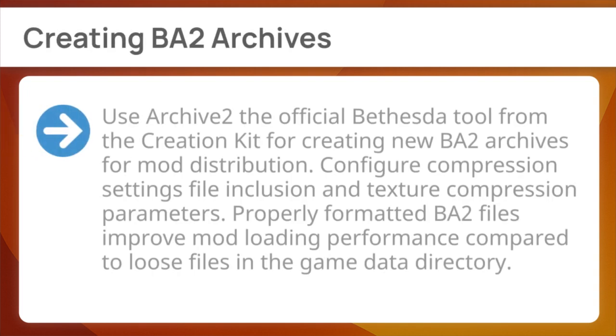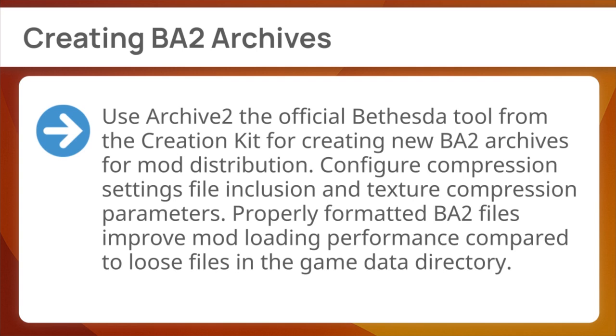Finally, creating BA2 archives. Use Archive2, the official Bethesda tool from the Creation Kit, for creating new BA2 archives for mod distribution. Configure compression settings, file inclusion, and texture compression parameters. Properly formatted BA2 files improve mod loading performance compared to loose files in the game data directory.